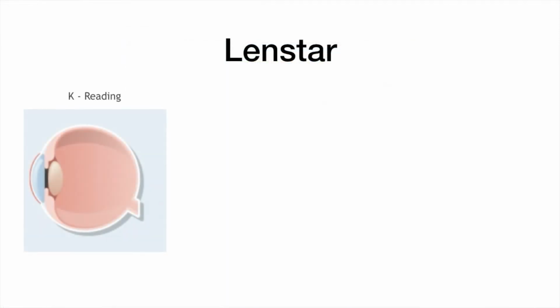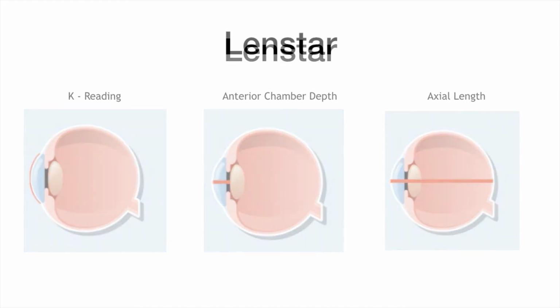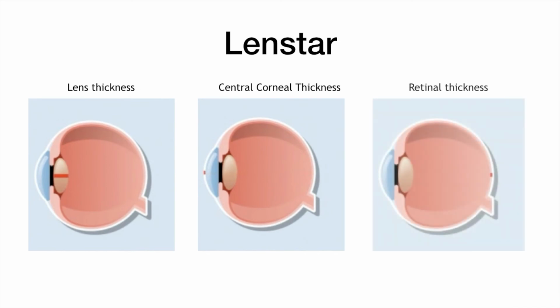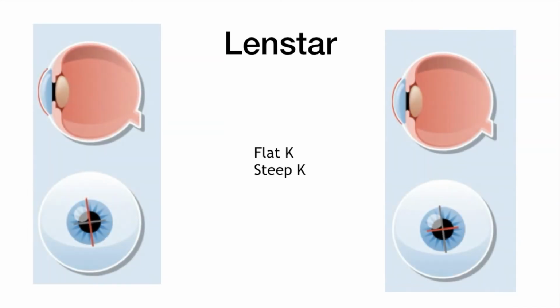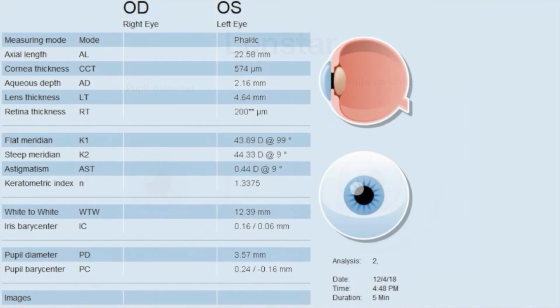In the Lenstar, we have the K reading, the anterior chamber depth, the axial length, followed by the lens thickness, central corneal thickness, and the retinal thickness. Then we have the flat K and the steep K, followed by the pupillary diameter and the white to white measurement. All these parameters of the Lenstar can be visualized at our PC desktop in the OPD when the patient is simultaneously undergoing the investigative examination.